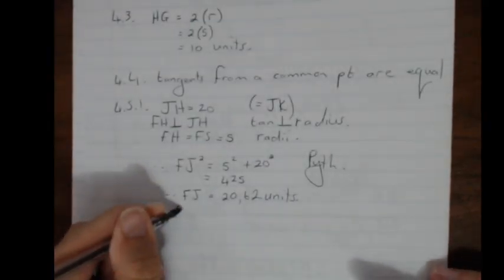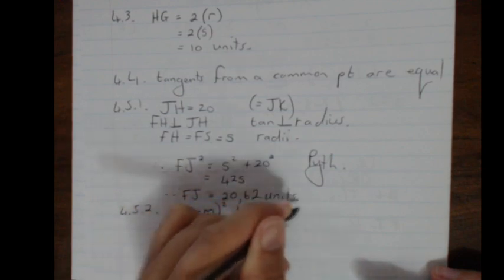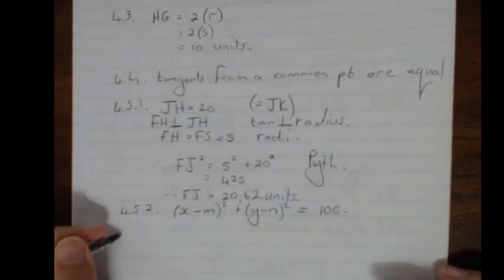4.5.2 says now we are busy determining the equation of the circle with the center G in terms of M and N in the form there. Okay, in terms of M and N, so M and N is the center of the circle. That shouldn't count a lot of marks. It's going to be x minus m squared plus y minus n squared is equal to, that radius was 10 if you remember, so 10 squared, which is 100.